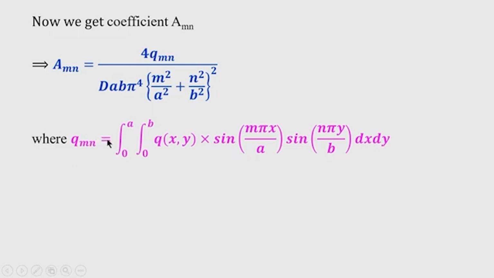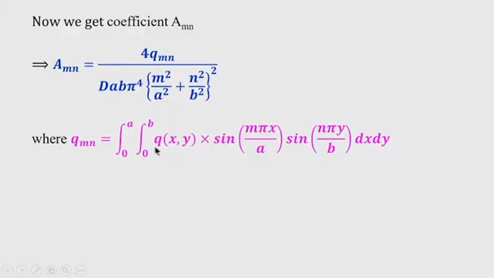Now, q m n remains to be determined. You can see q m n can only be determined when you know the load function. So, given the loading condition on the plate, it may be a uniformly distributed load, a uniformly varying load, or any other variation of load which may not follow a linear pattern, and it may be a partially distributed load.